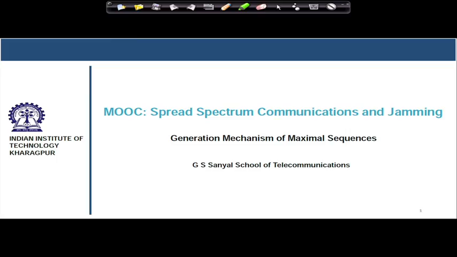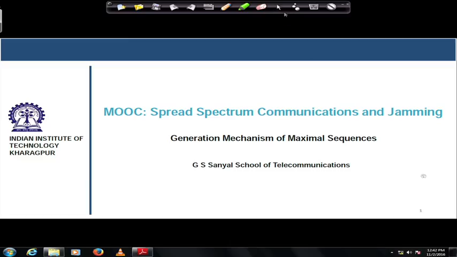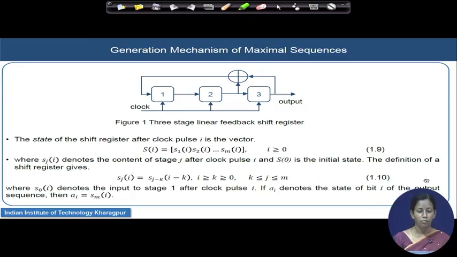Hello students, in the last module we were learning about spreading sequences, and in this module we will mainly consider the generation mechanism of the maximal sequences based on the linear feedback shift register architecture. We saw this architecture in the last module.